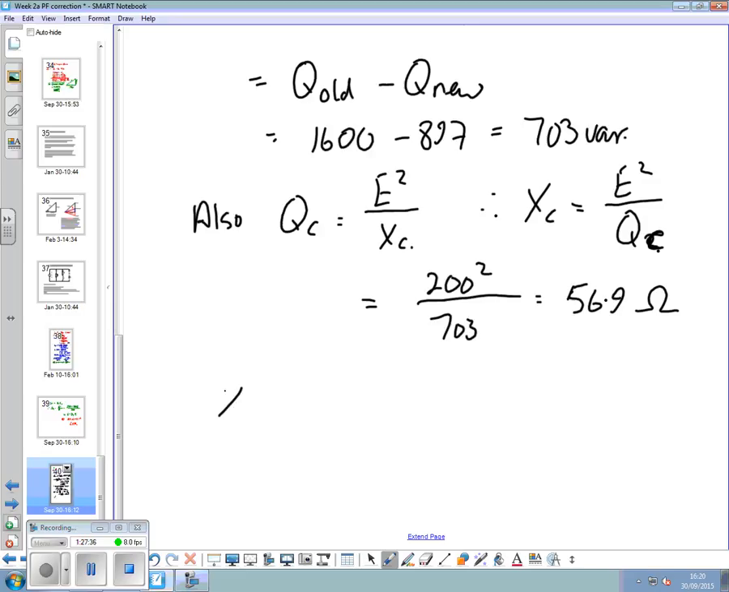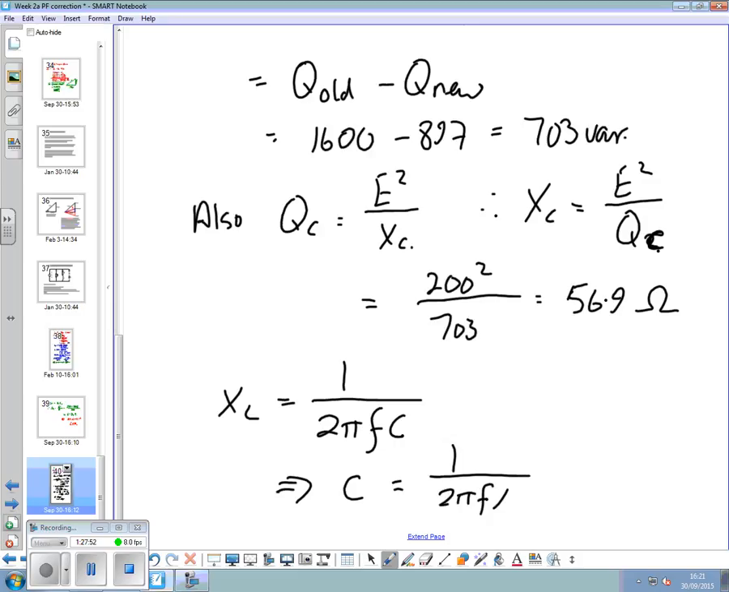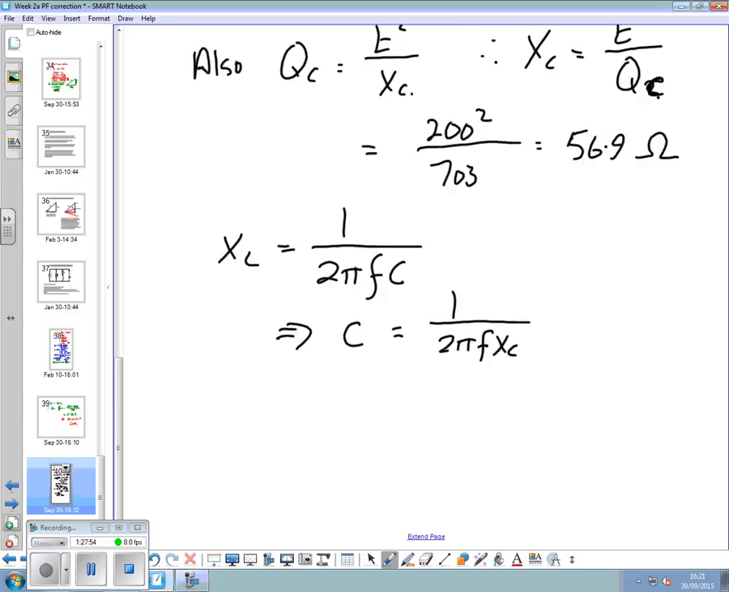And we know that XC is equal to 1 over 2 pi FC, which rearranges to C is equal to 1 over 2 pi F XC, equals 1 over 2 pi times 50 times 56.9, and I made that 55.9 microfarads.